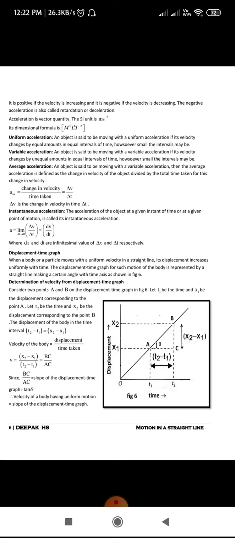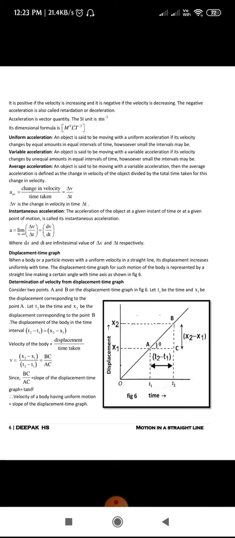Next, regarding average acceleration. When an object is moving with a variable acceleration, the average acceleration is defined as the change in velocity of the object divided by the total time taken for this change in velocity. This average acceleration is denoted by a subscript av, which is equal to change in velocity divided by time taken, that is, delta v divided by delta t.